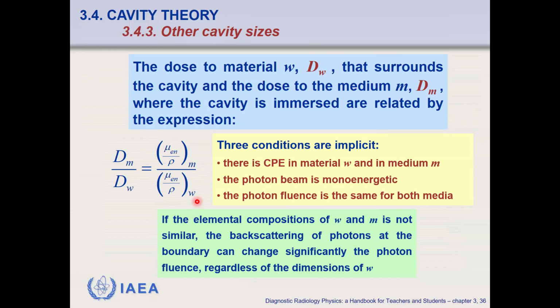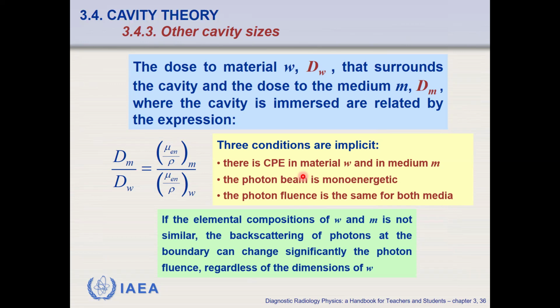So this relationship is valid under the following three conditions. These conditions are implicit. First condition: there is CPE in material W and in medium M. So there is charged particle equilibrium in both the surrounding material and the medium itself. This means that the energy transferred to the charged particles by the photon beam is entirely deposited locally without any net flow of particles in or out. So we have an equilibrium.